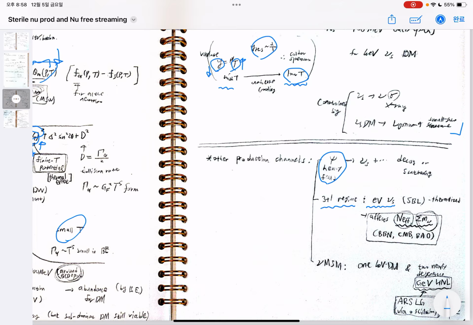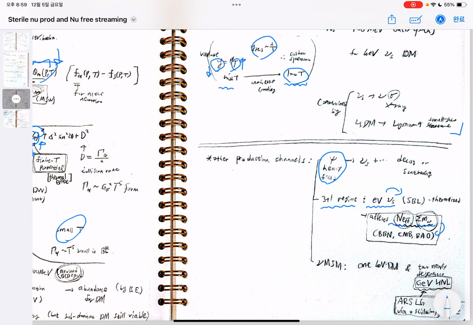This electron volt sterile neutrino eventually affects some cosmological observables. For example, it affects the effective number of neutrinos and the summation of the active neutrino masses, which are important parameters of BBN, CMB, or baryon acoustic oscillation. Such an electron volt sterile neutrino can be tested by the short baselines in neutrino oscillation experiments, and this can be produced in the thermal way.